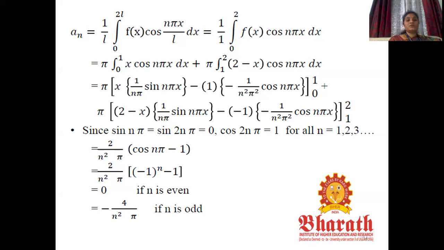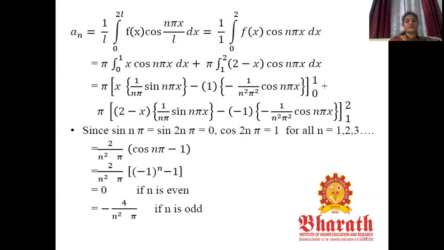So, both cannot be integrated together. So, we are applying Bernoulli's method of integration. Bernoulli's formula of integration is u v1 minus u dash v2 plus u double dash v3. So u is x, v1 is nothing but integration of cos n pi x, which is sin n pi x divided by n pi. U v1 is over.